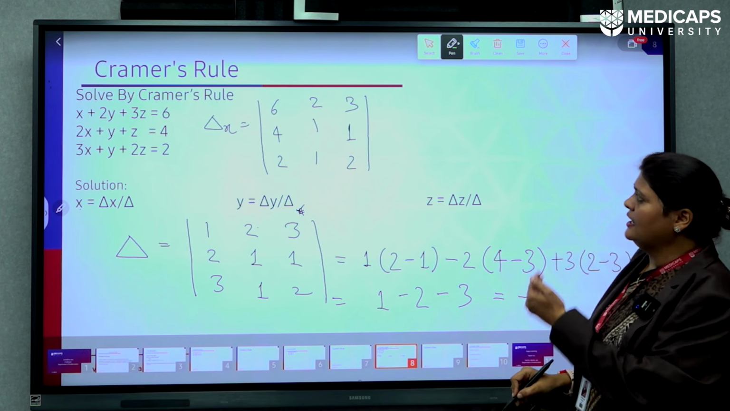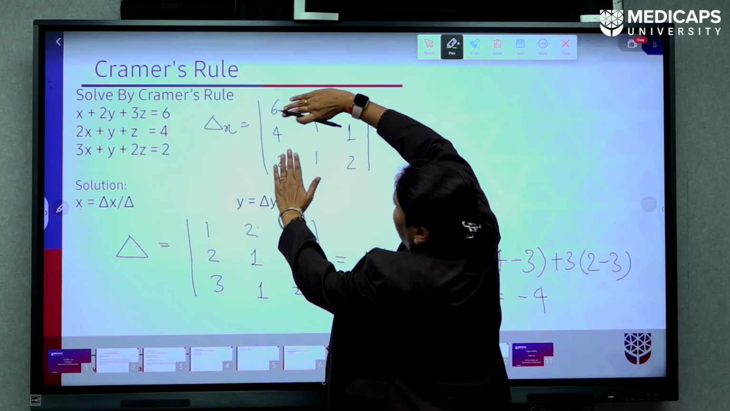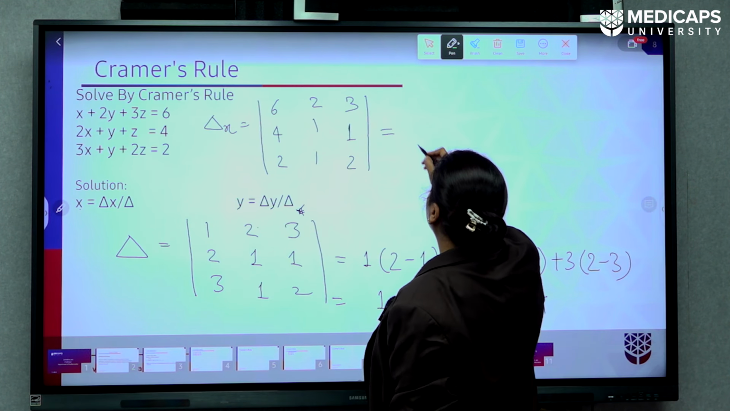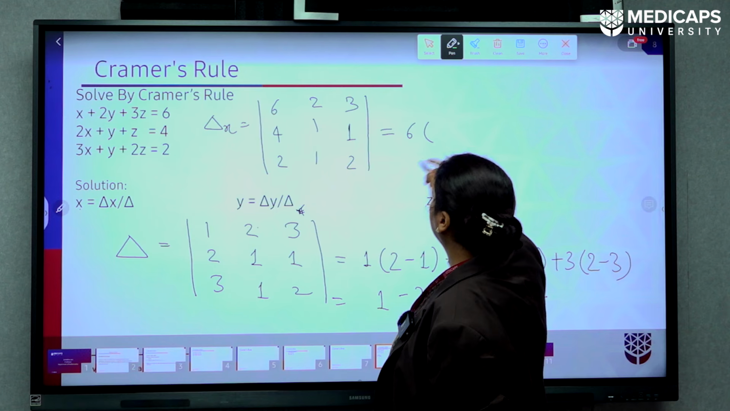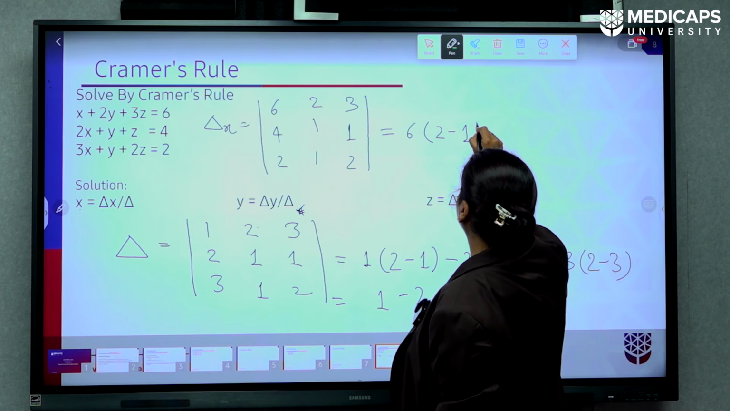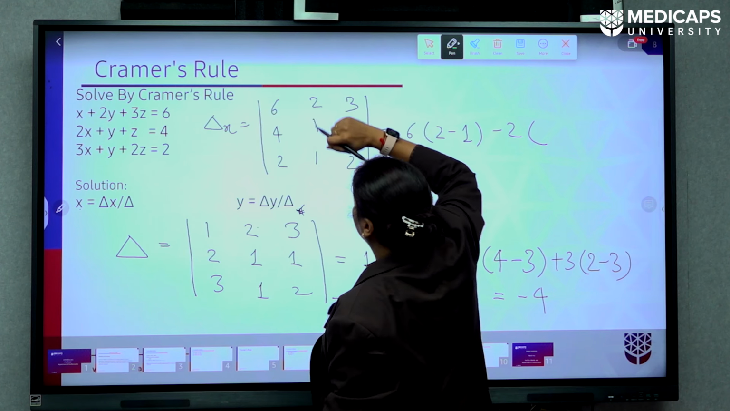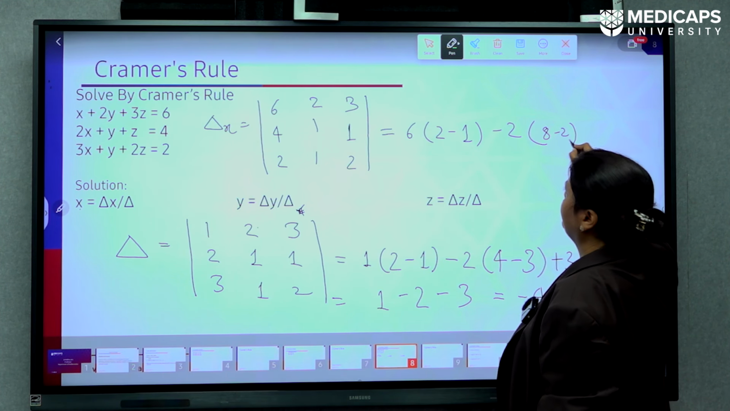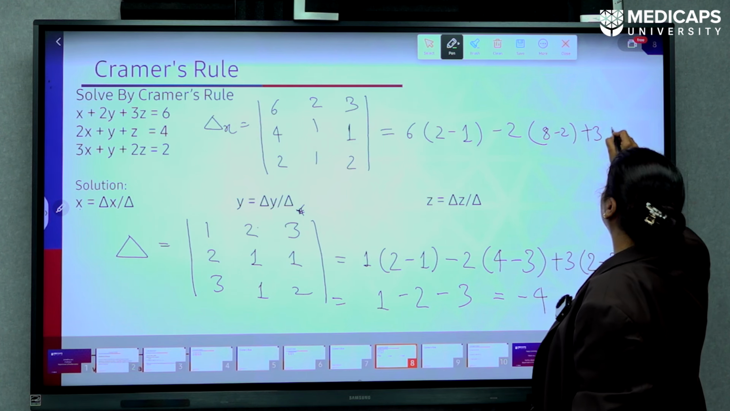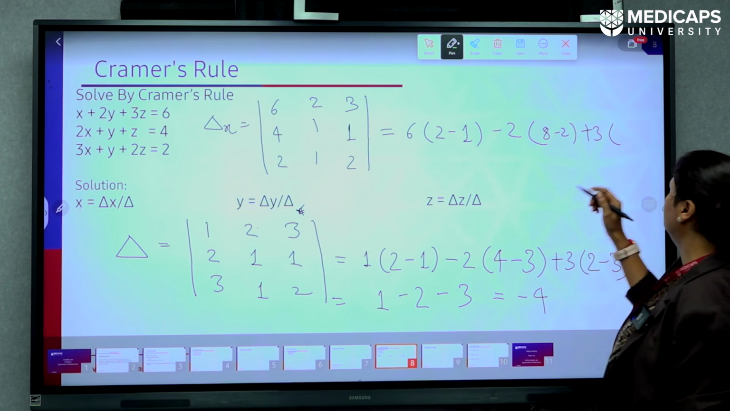So this is our del x. For del x, again you can expand it by any row or column. So we are expanding corresponding to the first row: 6, hiding this and this, 2 minus 1, minus 2 into hiding this and this, we have 4 times 8 minus 2, and 3 into hiding this and this, we have 4 minus 2.